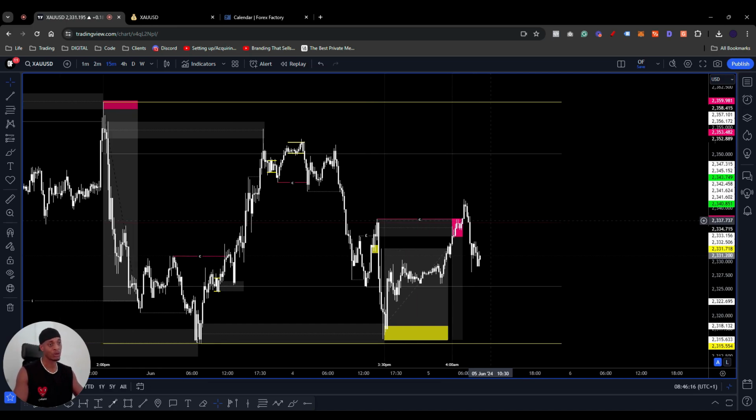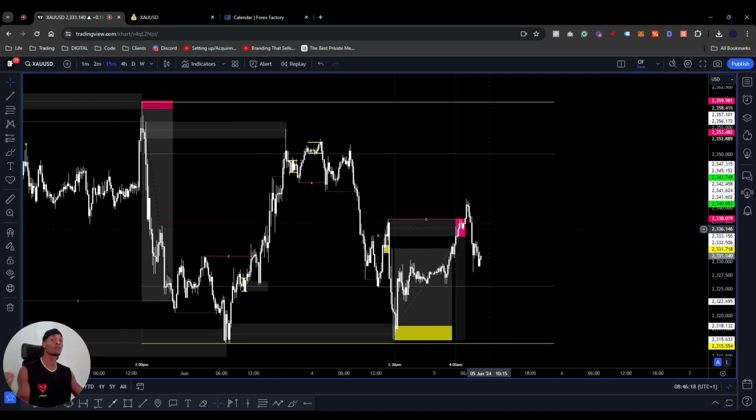Now that we know that we're in location, and we know that we're in location because after the break of this low, there was no break of this high and there was no break of this low. So we are currently basically ranging. Okay, so we're in location. So the best place to take trades is at these location extremes.